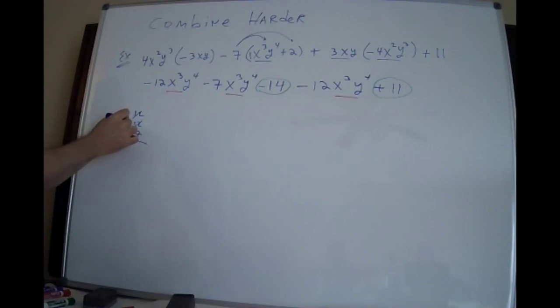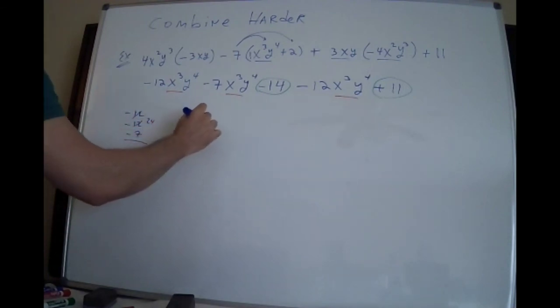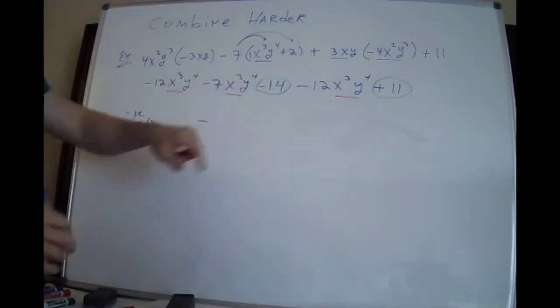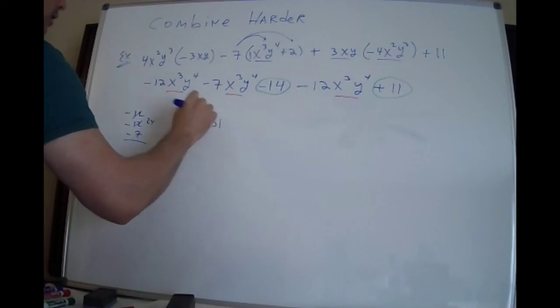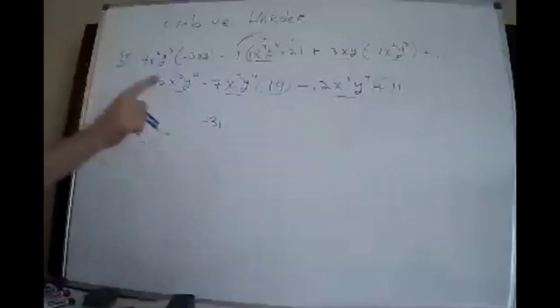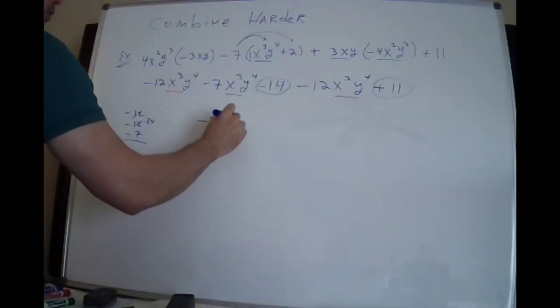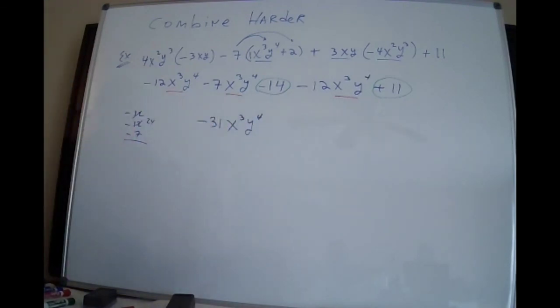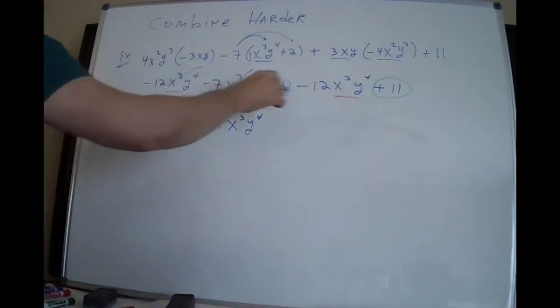So let's see, this is 24. 24 and 7 is 31. So when I add, you owe me 12, then you owe me 7, then you owe me 12. Well, you owe me 31 altogether. Right? 12 and 12 is 24. 24 and 7 is 31. All addition. Add the numbers, keep the sign. And then x3, y4, that's the one you had. This doesn't change. So I used it up.